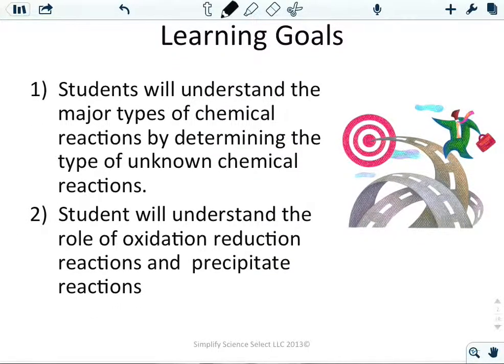So we're going to look at the types of reactions, and our learning goals for this are: number one, students will understand the major types of chemical reactions by determining the types of unknown chemical reactions. Basically, we want to be able to look at any chemical reaction and tell what type of reaction it is. Students will also understand the role of oxidation reduction reactions and precipitate reactions. So very specific types of reactions that we're going to see, and we need to know what those are and some definitions of those.